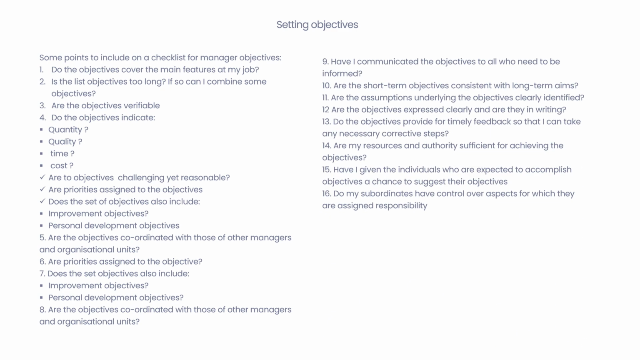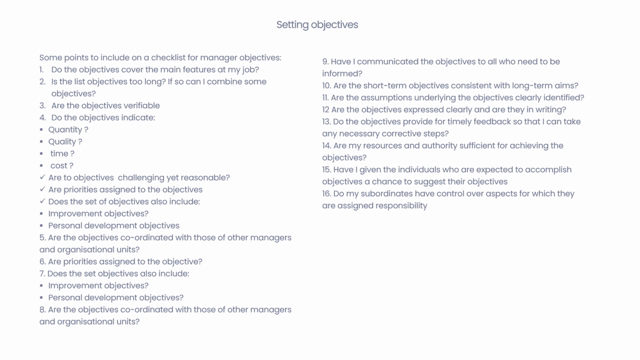Have I communicated the objectives to all who need to be involved? Are the short-term objectives consistent with long-term aims? Are the assumptions underlying the objectives clearly identified? Are the objectives expressed clearly and are they in writing?